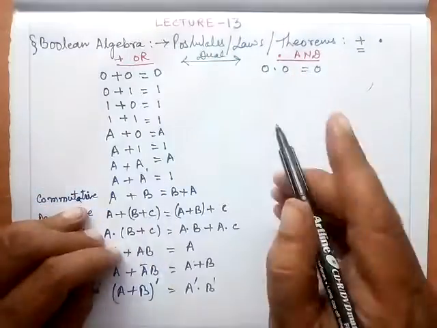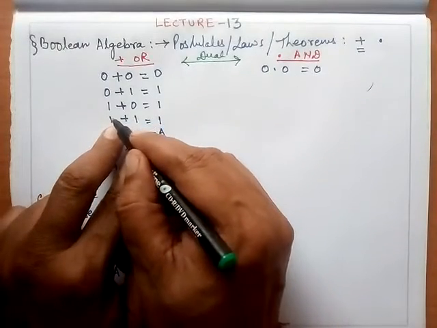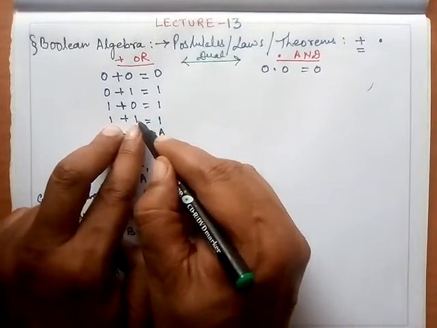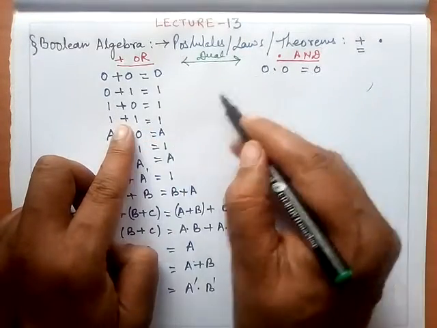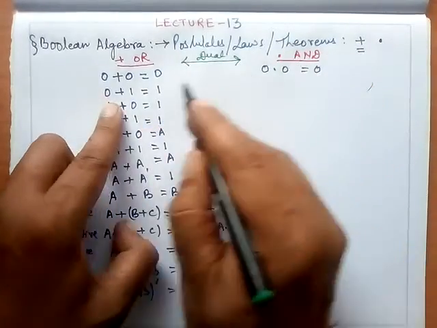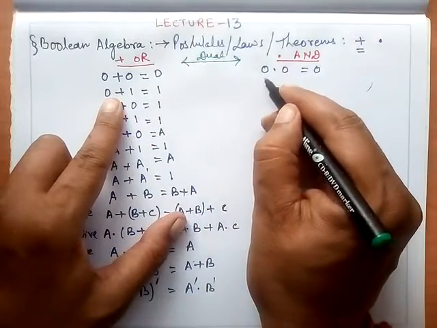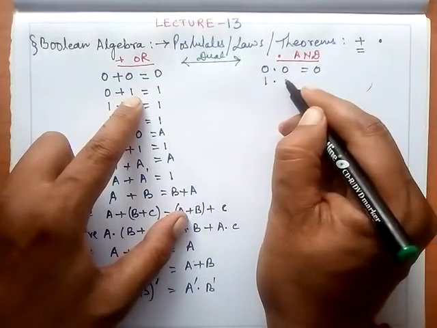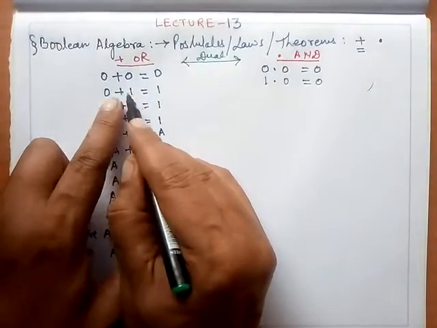If you see, you have this rule, 1 plus 1 is equal to 1. The dual of this will be, I replace this 1 by 0, this 1 by 0, this 1 by 0 and this plus by dot. This is the dual of this. Similarly, I'll make the dual of this. For example, the dual of this will be 1 dot 0, which will be equal to 0. 1 dot 0 is equal to 0.